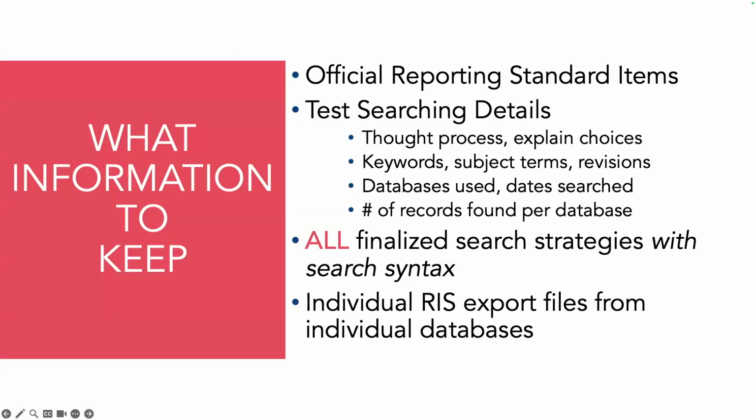So what do you want to keep? You want to obviously keep anything that is noted in reporting standards, say in PRISMA or in ROSES, depending on what your discipline is. Anything that they say you need to report on, you want to keep. I also highly recommend that you keep anything related to how you developed your search strategy. So again, this is your data collection. Think about what you would document if you were doing, say, experiments, right? You want to keep everything. So you want to write down, well, what was your thought process in terms of how you created your search strategy, and explain your choices.